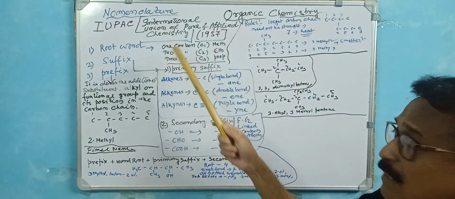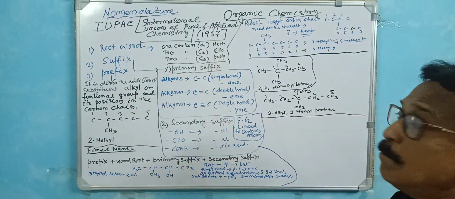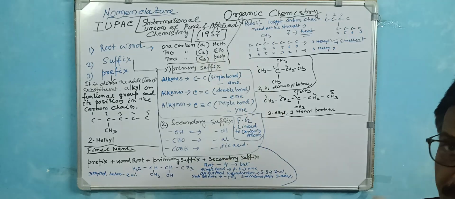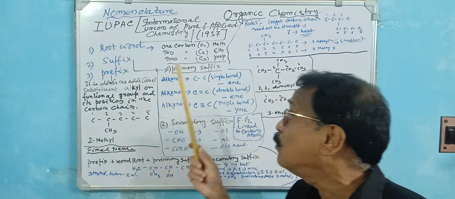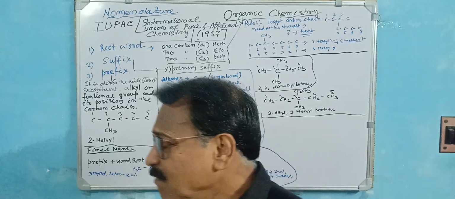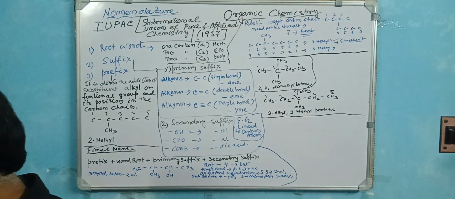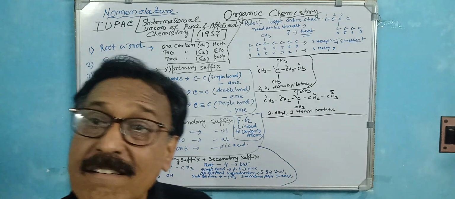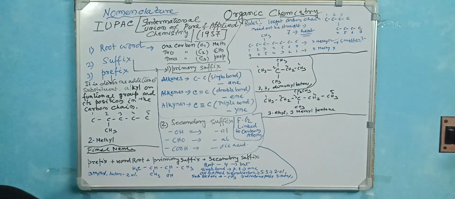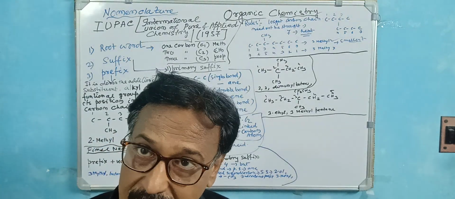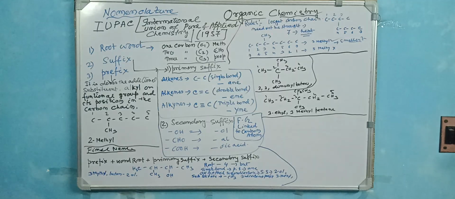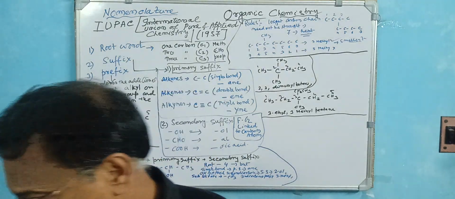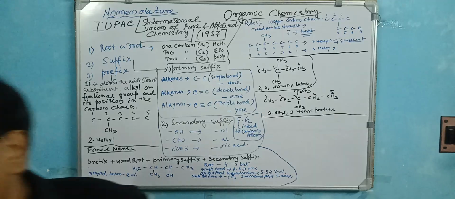You already know that if the carbon number is 1, we call it methane, meth. Carbon number 2 is called eth. Carbon number 3 is called prop. In this way, carbon number 4 is called but. Is it clear to you? In case of carbon number 5, it is called pent. Carbon number 6 is called hex. Then 7 is hept, 8 is oct, 9 is non, and 10 is dec.